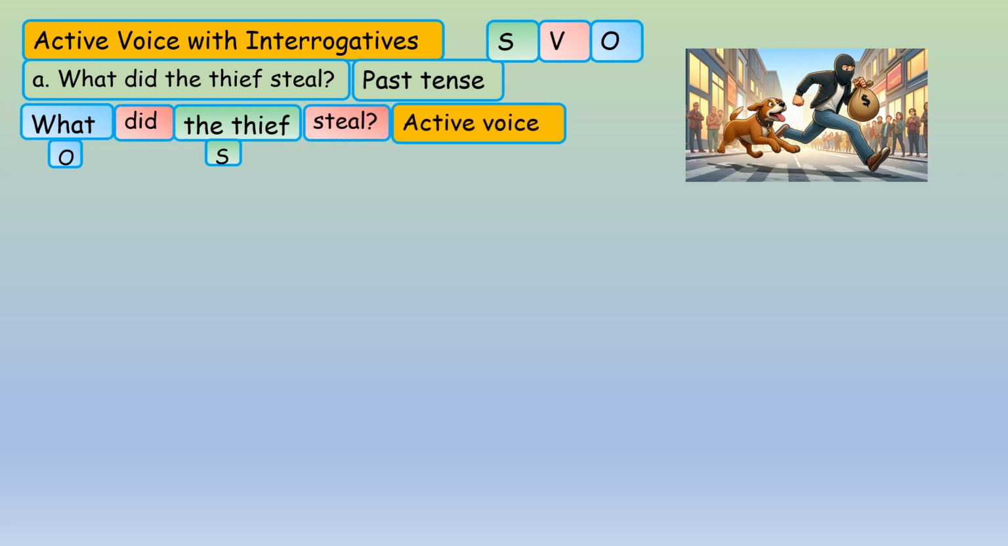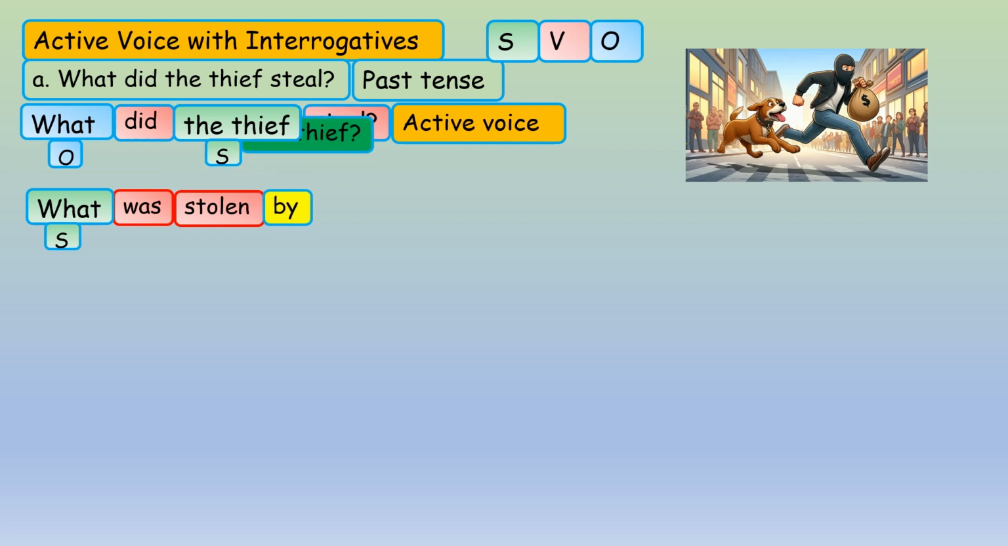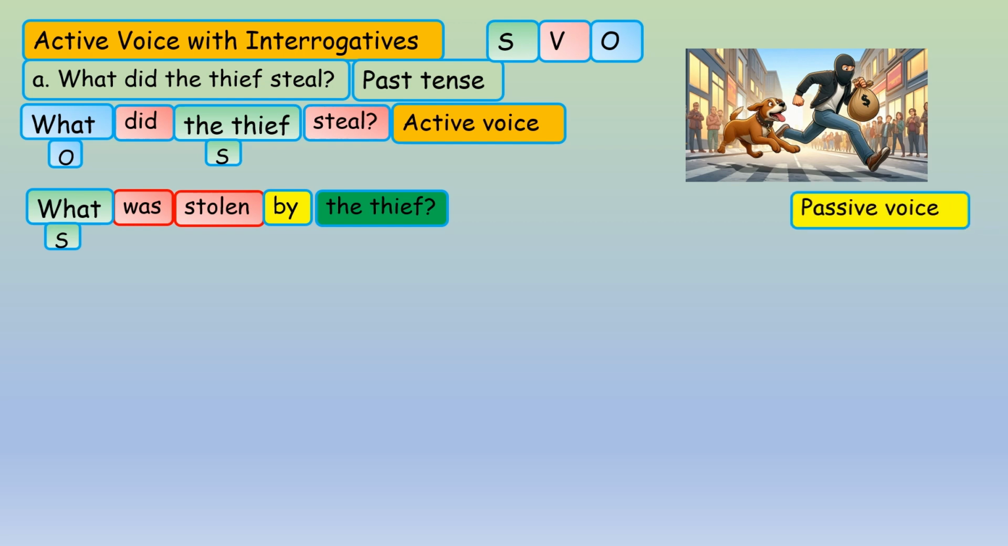Now let's convert this to, that's the active. Let's convert this now to the passive. We start with what. My verb structure will be was stolen. Why? Because what will be regarded as a singular subject. So what was stolen? Stolen then is the past participle of steal. And I just add now the agent by the thief. And that is the passive voice. Done. So what was stolen by the thief? Passive voice.